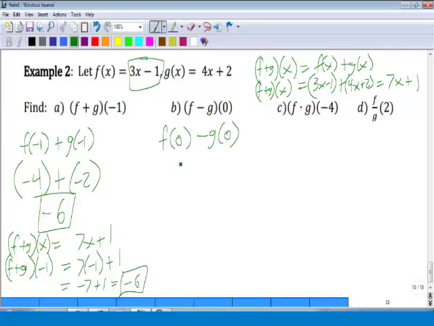f of 0 is negative 1. g of 0 is positive 2. And negative 1 minus 2 is negative 3. It didn't ask me for f minus g of x, so I didn't volunteer that information. f times g, evaluate that at negative 4. Officially, that's f of negative 4 times g of negative 4.